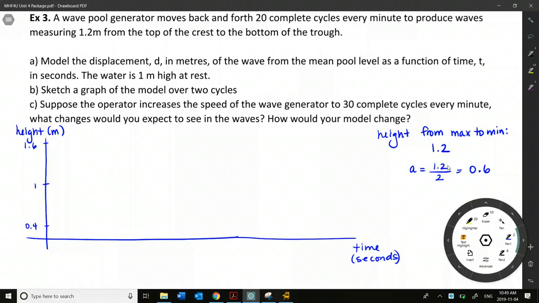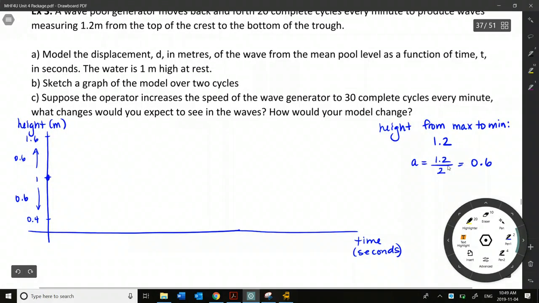Okay, so your amplitude, remember, is half of the distance from your minimum all the way up to your maximum. So if I have the distance from the bottom of the trough to the top of the crest of the wave, I can find half of that to find the amplitude. So to find how much I need to go up from the resting height of the water and down. Okay, so we have to go up 0.6 and down 0.6 from that. Okay, if the water starts at resting height at a time of 0, the water height is at 1 meter.